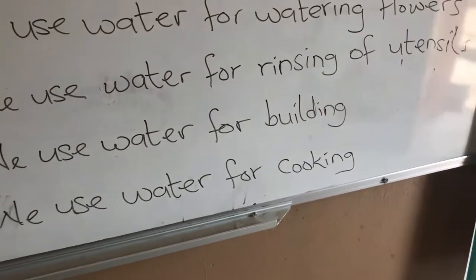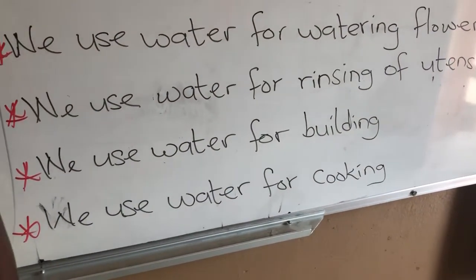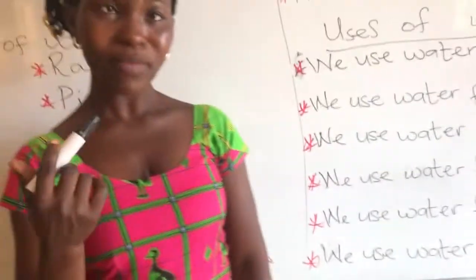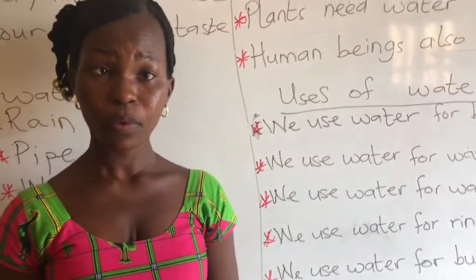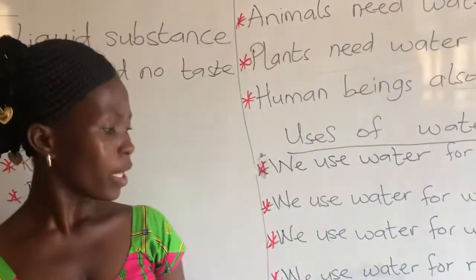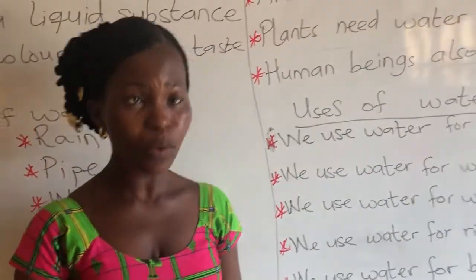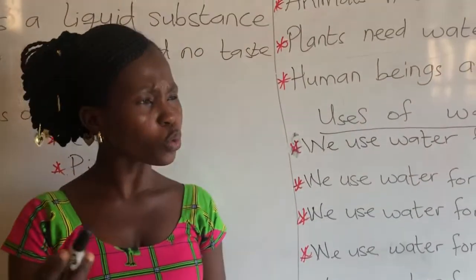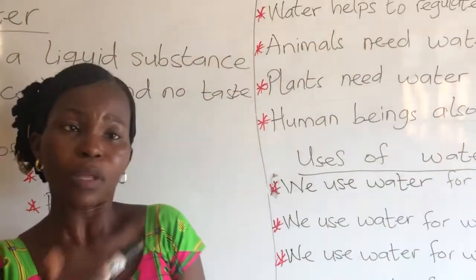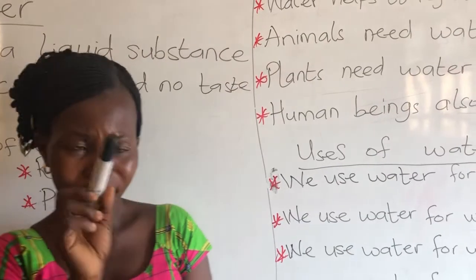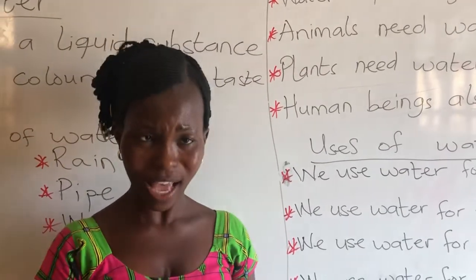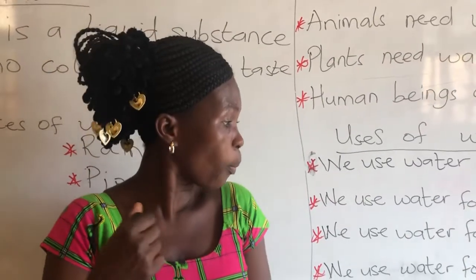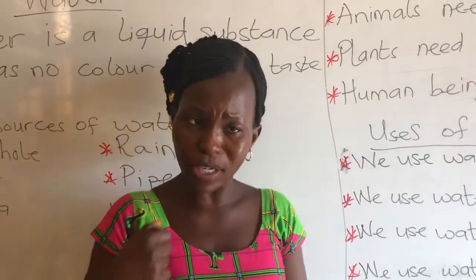What else do we use water for? Maybe when you are sick and you go to the hospital and you are given medicine. Some of our medicine, we drink with water. Sometimes too, in the hospital, they put a drip on you. And that drip is also water. And why do you think they put a drip on you? To help regulate your body temperature.